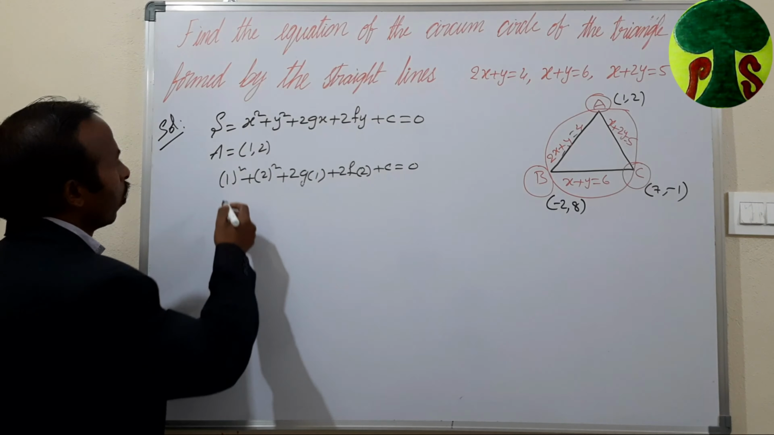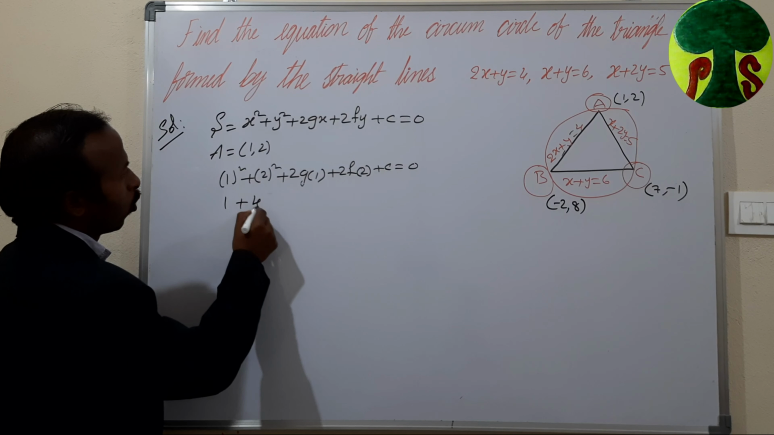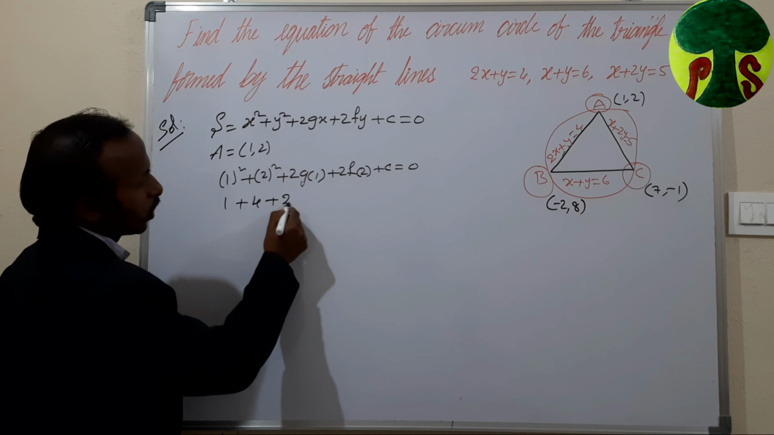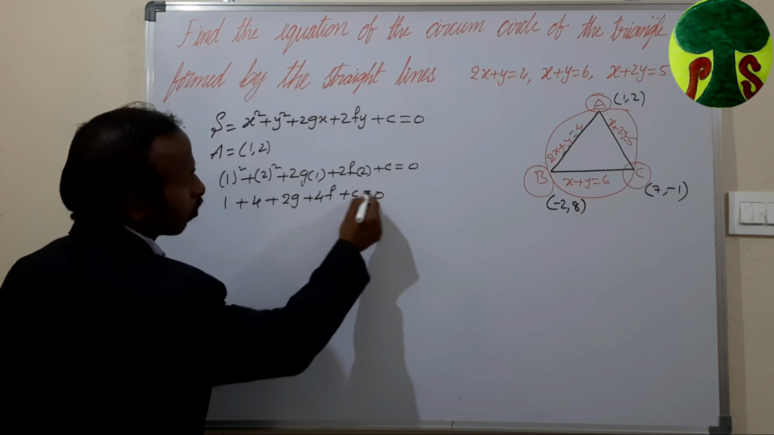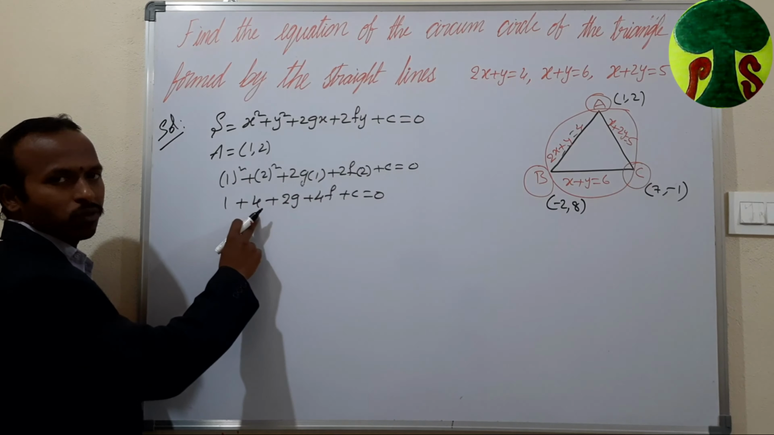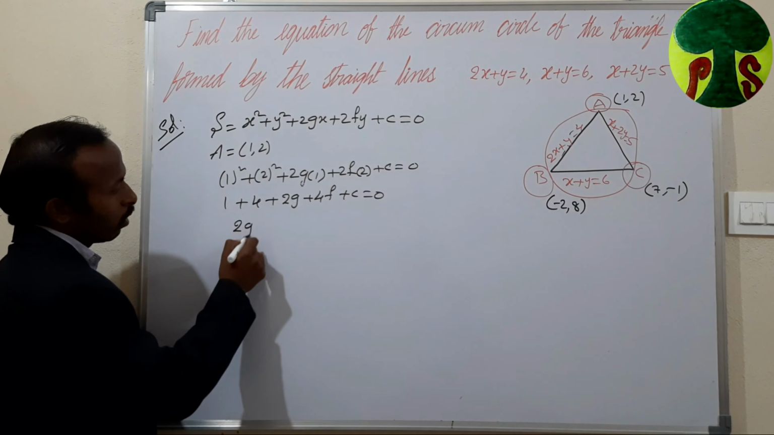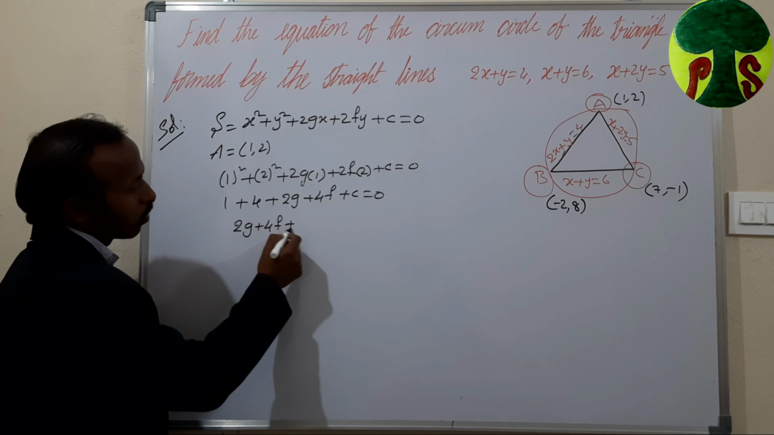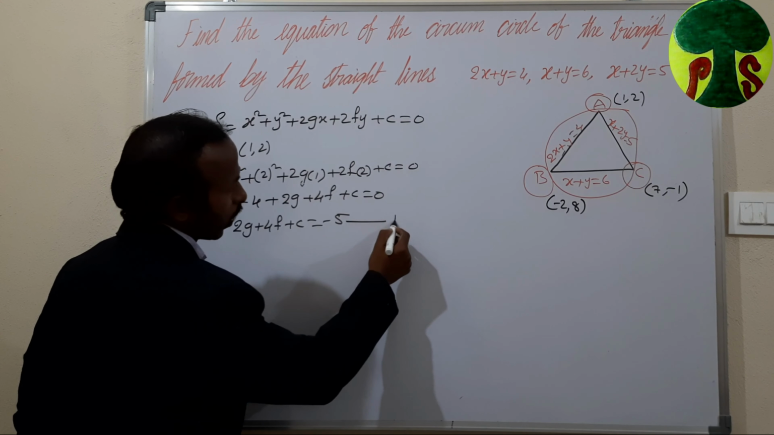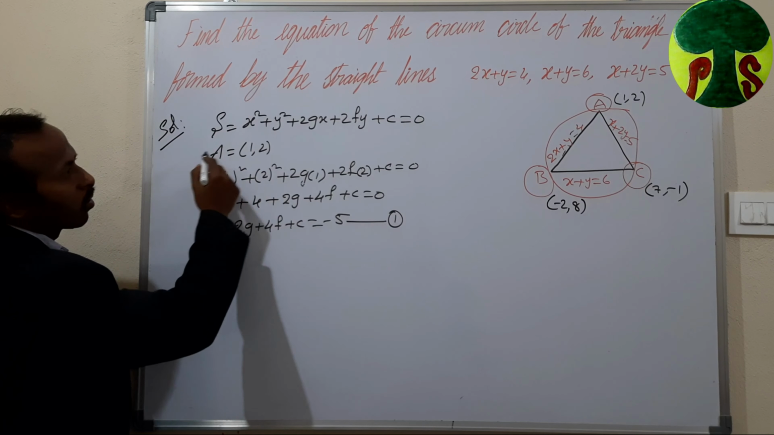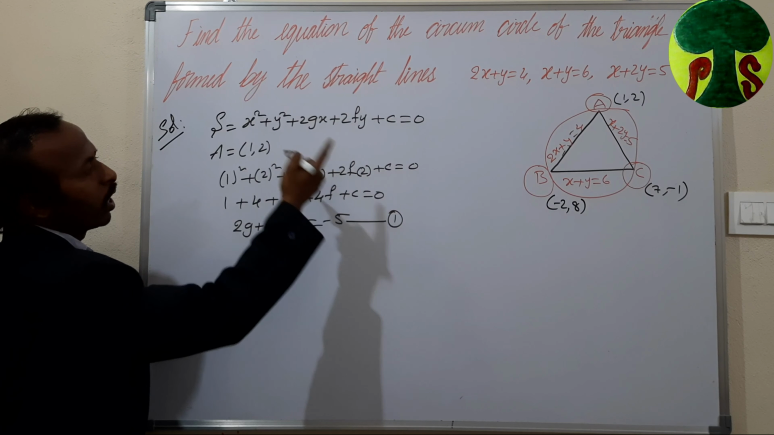Now next step, 1 square is 1 plus 4 plus 2 ones 2g plus 2 twos 4f plus c equal to 0. Now 1 plus 4 is how much? 5. So 2g plus 4f plus c equal to minus 5. This is equation 1. Now in the same circle equation you substitute the B vertex.